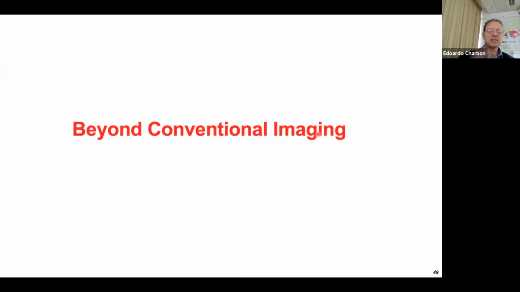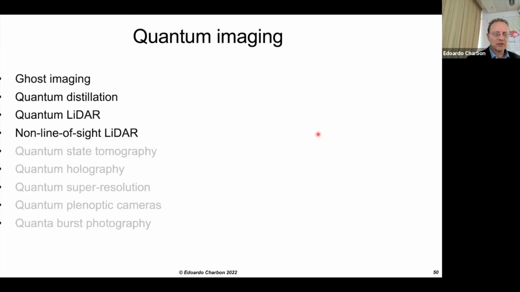Okay, so we've seen that you can make cameras that can be relatively large, but what do you do with it besides 3D images? So I'd like to give you an overview of some of the applications for which this photon counting can be used. Here I have a non-exhaustive list of quantum imaging types that you can see, starting from ghost imaging, quantum distillation, quantum LiDAR, and non-line of sight LiDAR, which is something that I will explain in detail.